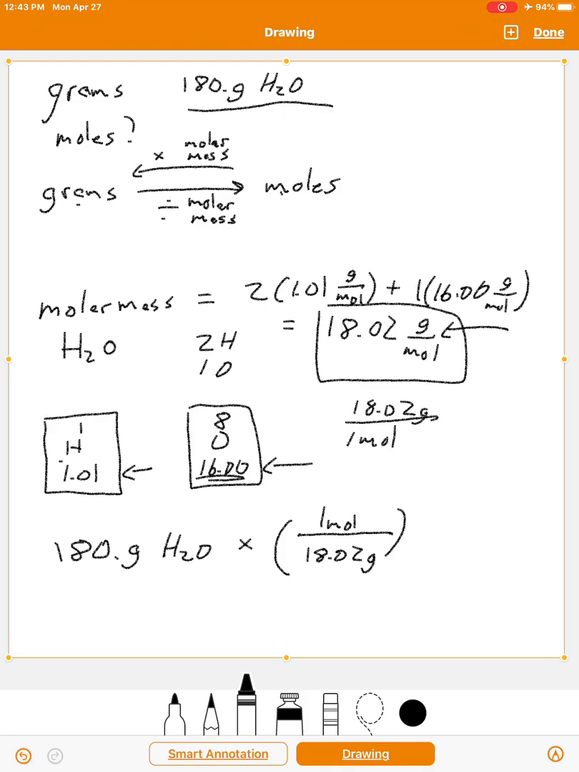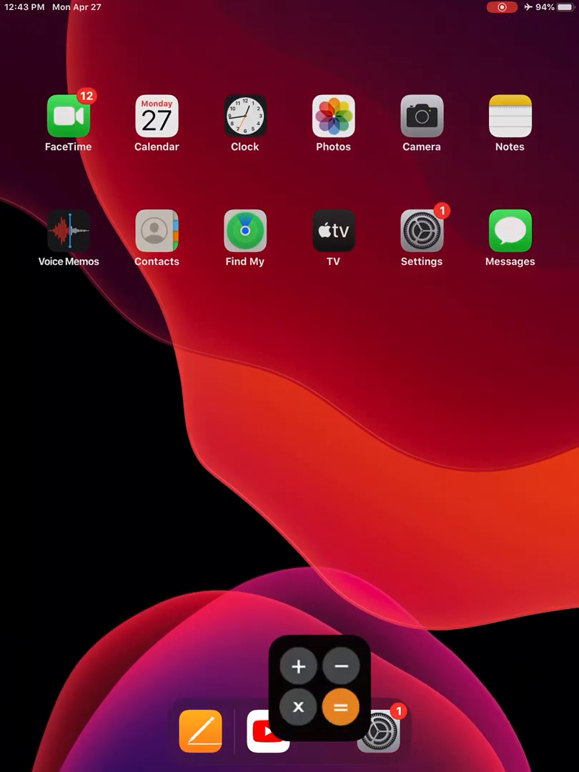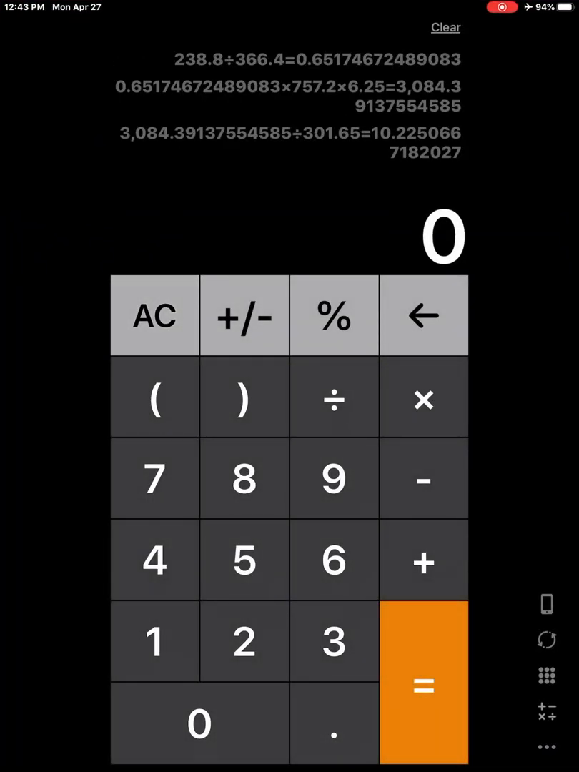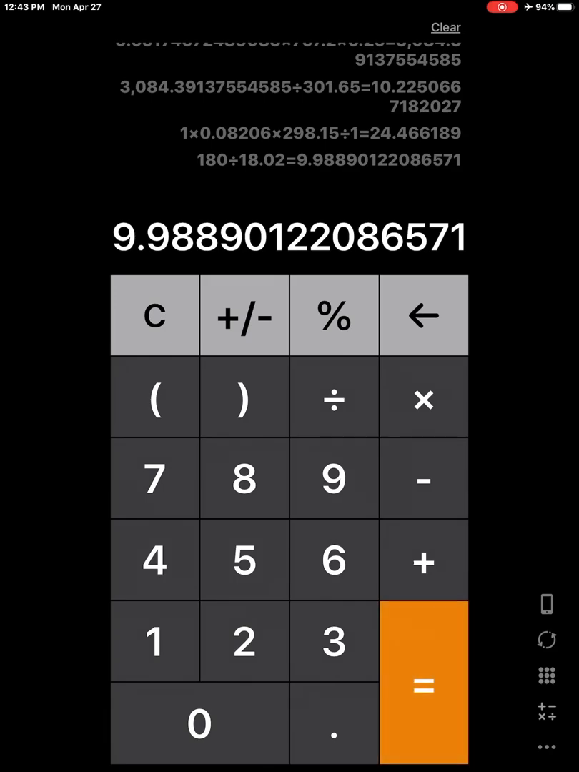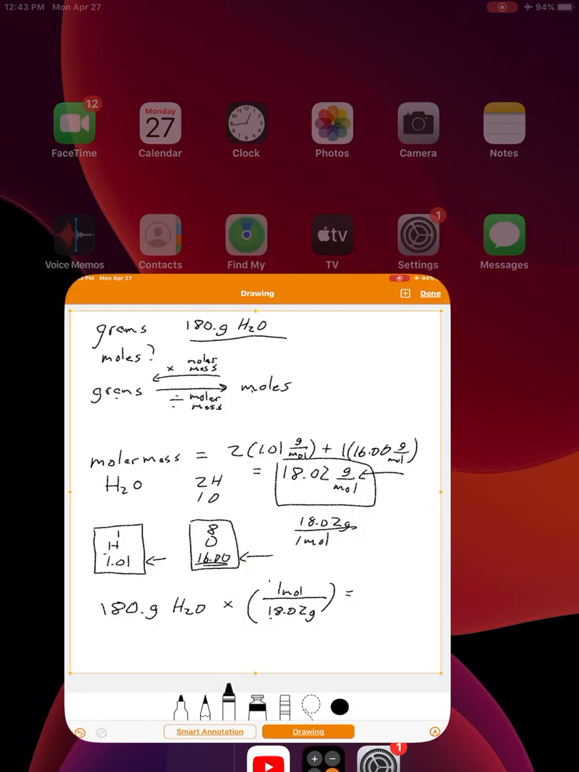But we're saying we're going to divide by it. So you're going to put the 18.02 down here and the 1 mole up here. And so if you do this arithmetic, 180 grams, try this on your calculator. You should be going through this example on your calculator. 180 divided by 18.02. Let me show you how I would do that. 180 divided by 18.02, and it's 9.9889. I'm going to round that to 9.99. So that'd be 9.99.